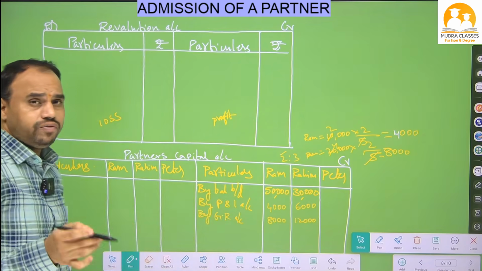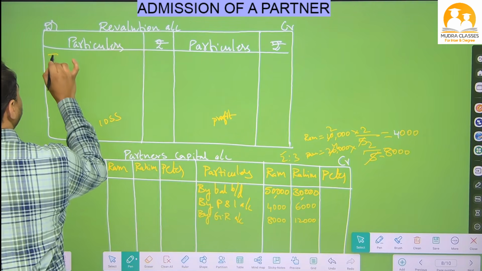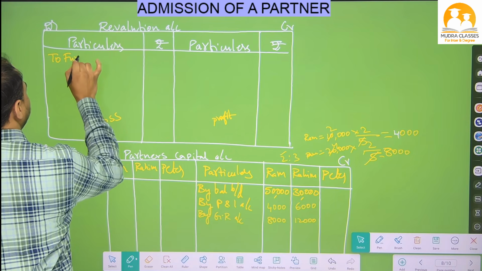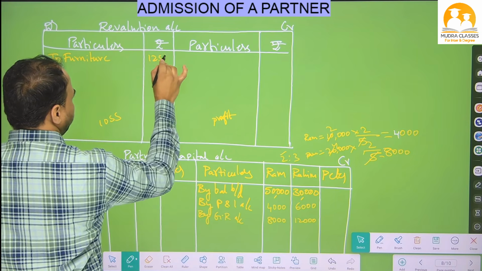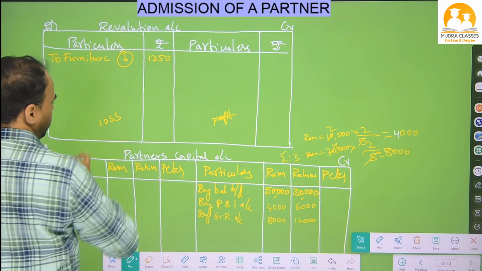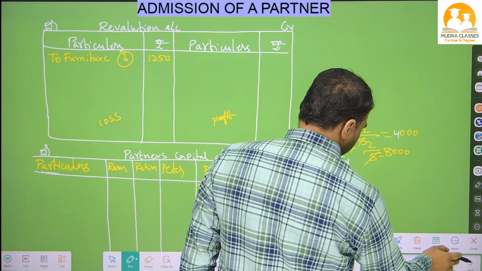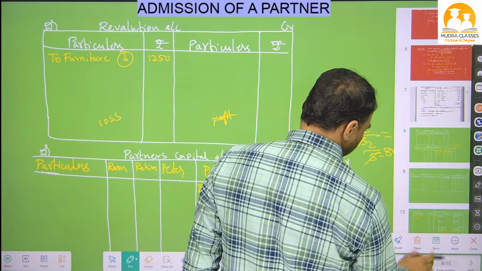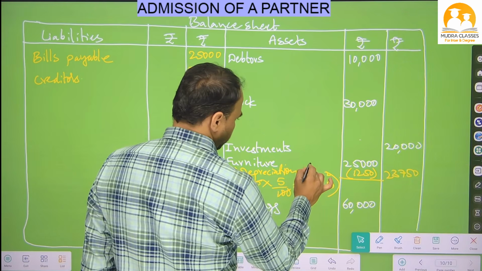Okay, so furniture value is decreased by 1,250, so it is a loss to the business. So in the revaluation account debit side you write to furniture, 1,250. This is adjustment number B, you can write here. And we'll go to the balance sheet asset side. Here also you can write adjustment number B.